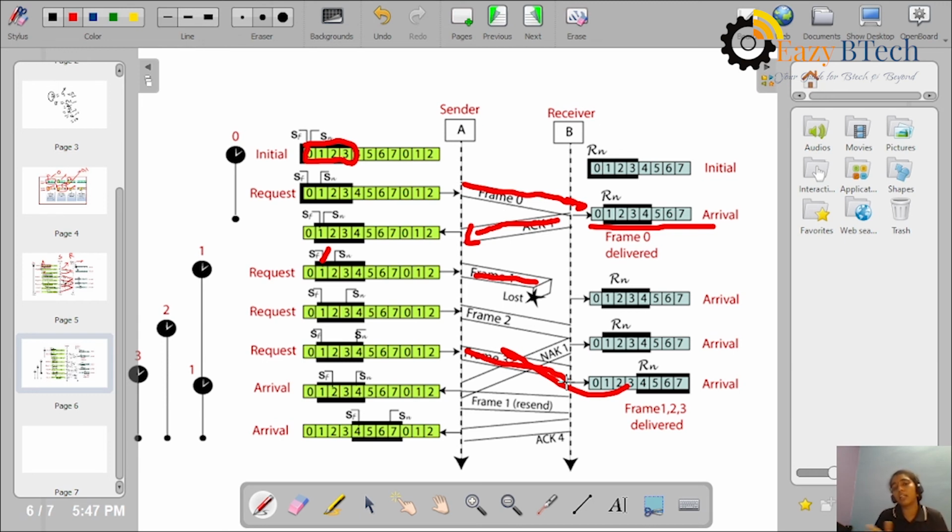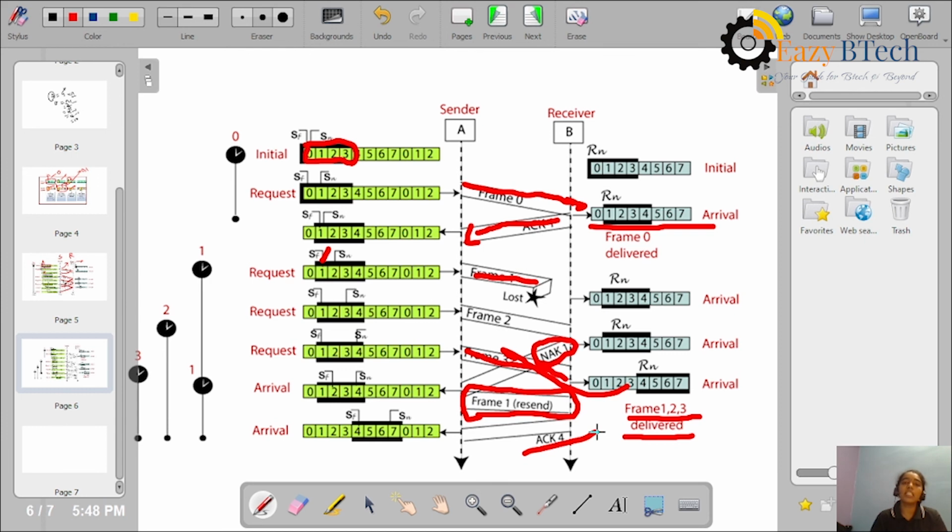Here, frame 2 and frame 3 are delivered, and the receiver sends the negative acknowledgement of 1. Negative acknowledgement of 1 means frame 1 was lost and I didn't receive that particular frame. Then that particular frame will be resent, and frames 1, 2, 3 are delivered, and for multiple frames he gives one acknowledgement.